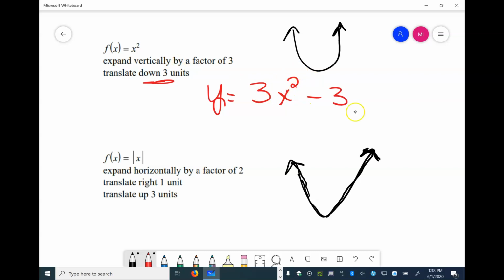So remember, anything on the outside of the function, we're going up and down. And then if it's inside with parentheses, that's where we're going to go left and right. And the 3 whole number means that we're going to be expanding vertically.